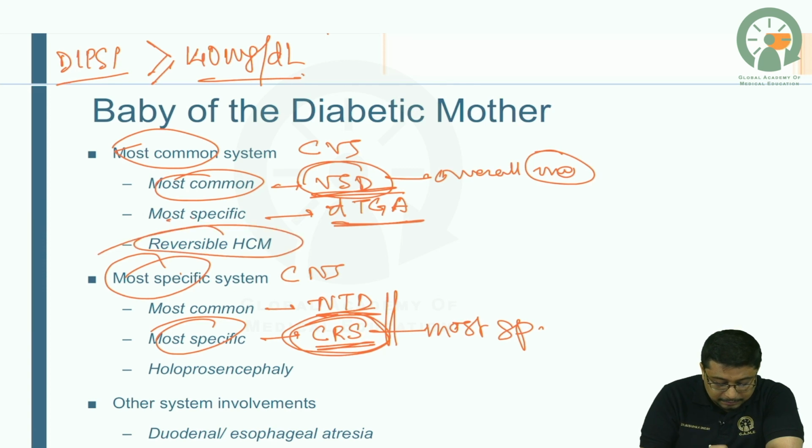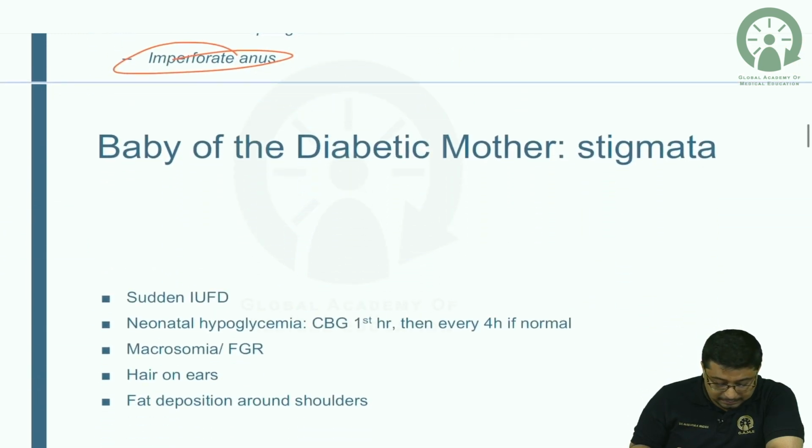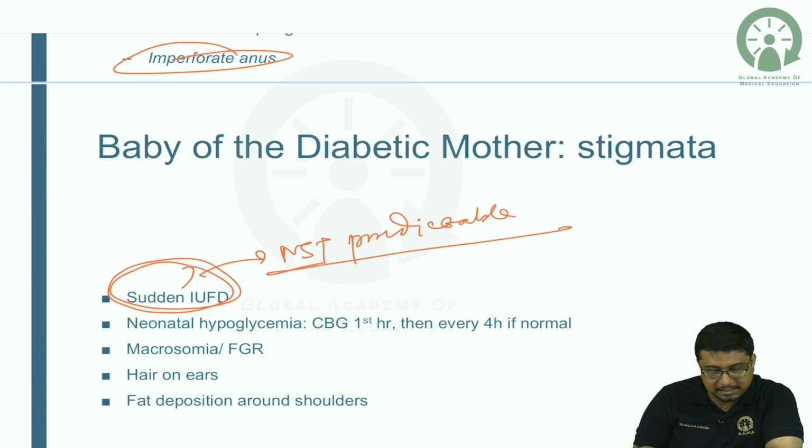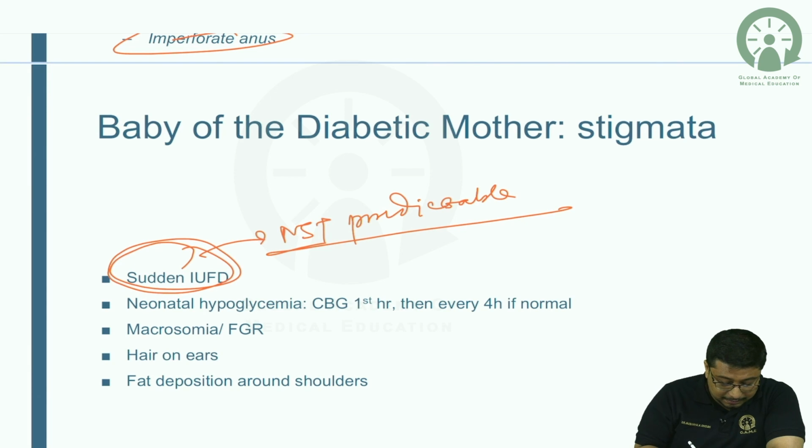Remember, reversible HCM, holoprosencephaly, imperforate anus, these are also seen. So there are certain features that we can see. Sudden IUFD, which is predictable by NST though. This is because of a chronic hypoxic state in the baby, and lactic acidosis. Because there is high sugar, to metabolize that by the Krebs cycle, there is high oxygen demand. If that oxygen demand is not met, there is hypoxia. And if there is hypoxia, then they have to do glycolysis and finally produce lactic acid, and that leads to acidosis. So that is predictable by NST but can cause fetal death.